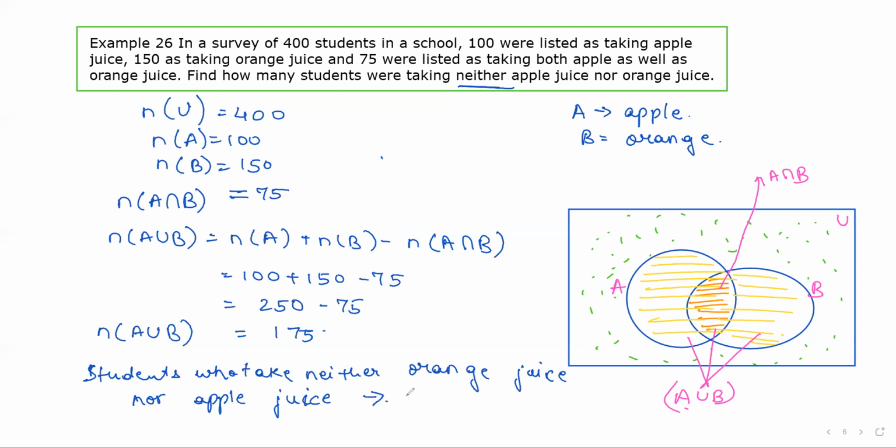This would be (A union B) full complement, which is N of U minus N of A union B. Now, N of U is equal to 400. You have to subtract 175 from it, and you'll be left with 225, which is your answer. Next.